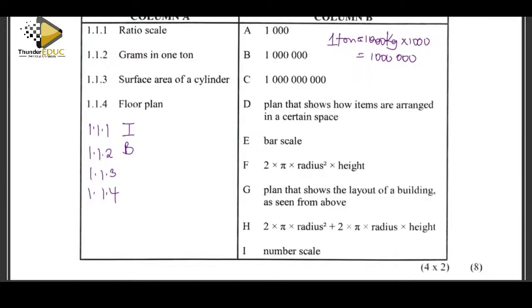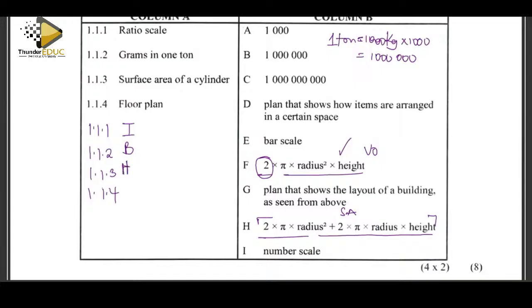Okay. The surface area of a cylinder. Now, this is why I told you to know the formulas in your head. Here we have 2 formulas that look alike, but this one is for volume of a cylinder, whereas this is surface area. So the answer here is supposed to be H.